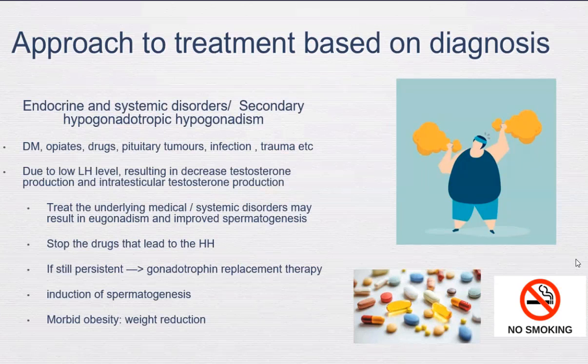So the approach in causes of secondary hypogonadotropic hypogonadism, if the patient is taking any drugs that can cause abnormal spermatogenesis, you ask them to stop the drugs and repeat the sperm test. And if the patient is having any endocrine disorders, you optimize the patient, which will put the patient in a eugonadism state and improve spermatogenesis. If this fails, then we can use gonadotropin replacement therapy. Most important thing is to ask them to stop smoking. And in patients with morbid obesity, we ask them to reduce weight.